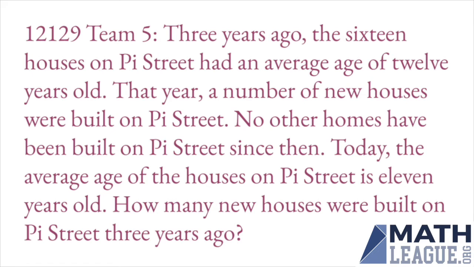So 3 years ago, the 16 houses on Pie Street had an average age of 12 years old. In that year, a number of new houses were built on Pie Street. No other homes have been built on Pie Street since then. Today, the average age of the houses on Pie Street is 11 years old. How many new houses were built on Pie Street 3 years ago?